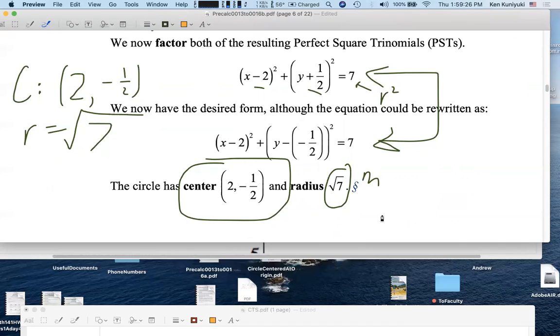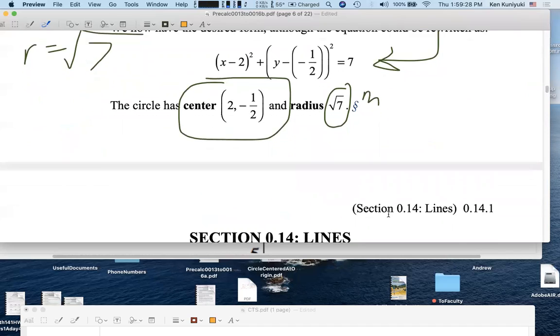Okay, we've done circles. Next, let's do lines next time.